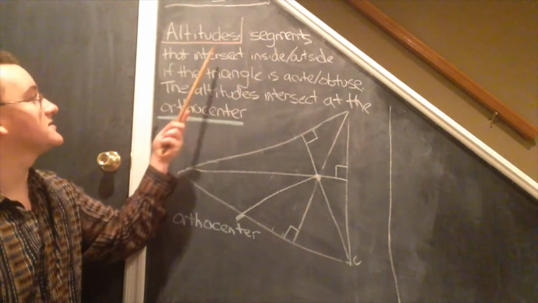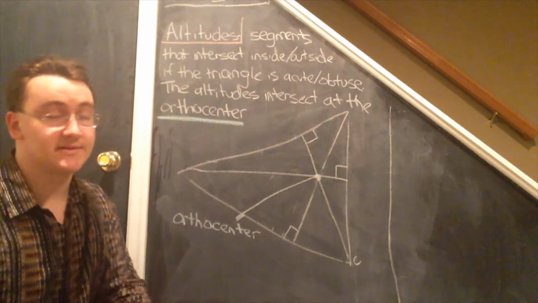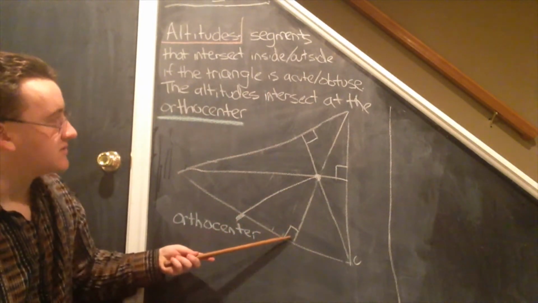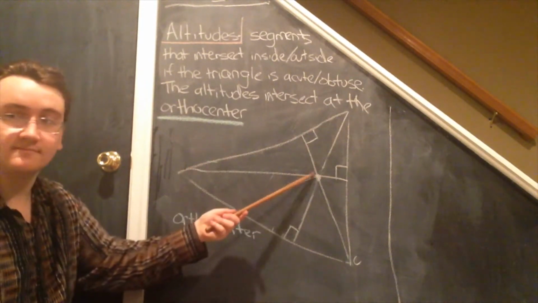Altitudes are segments that intersect inside or outside the triangle if it's acute or obtuse, respectively. They form right angles, and when they intersect, they form the orthocenter, right here.